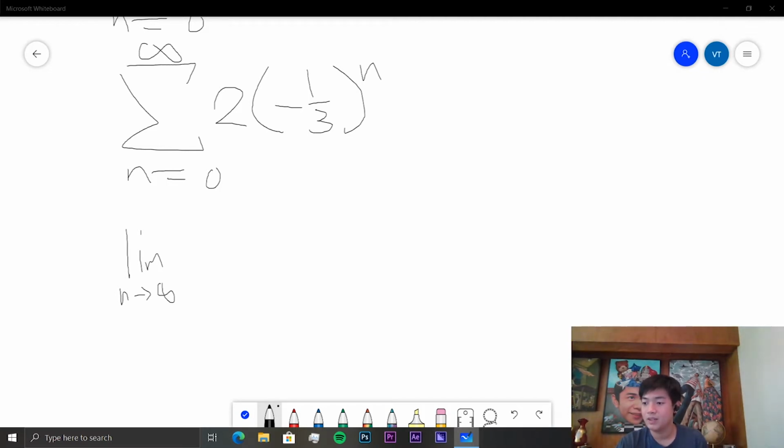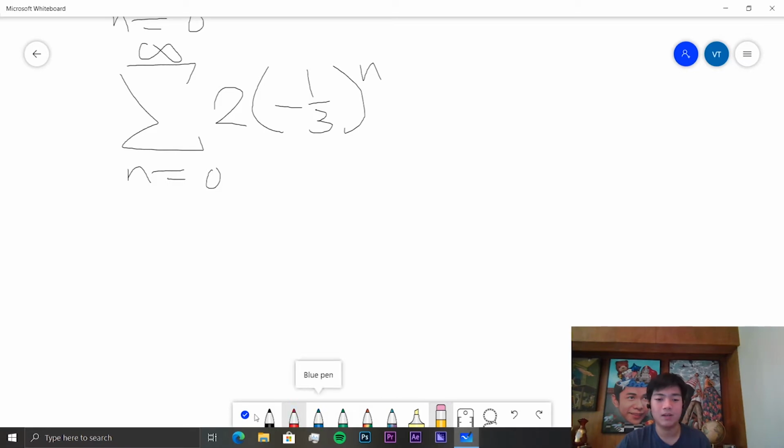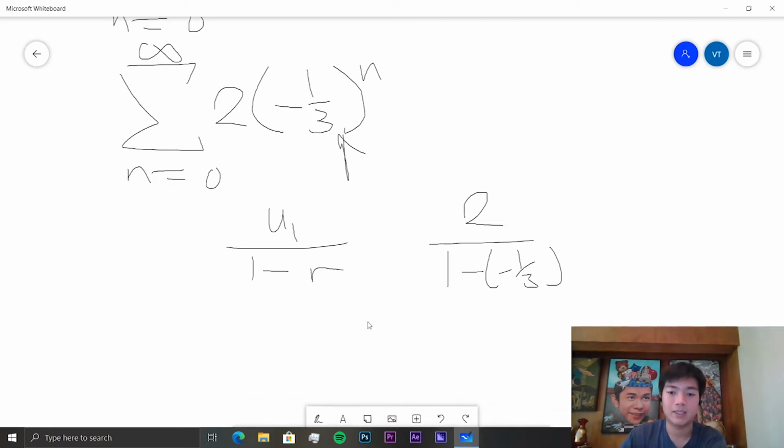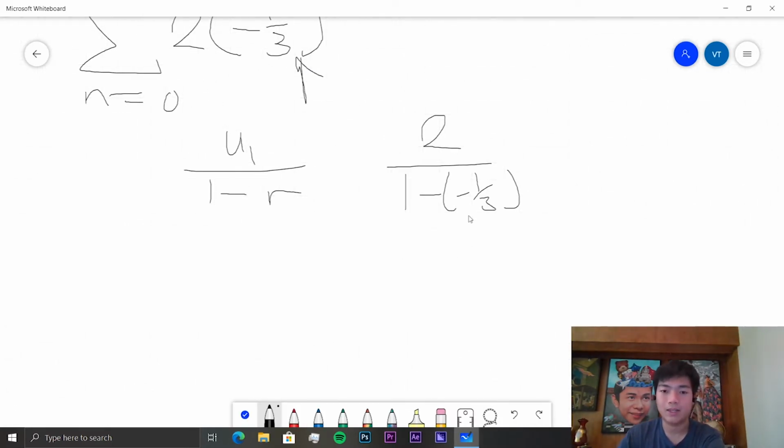So this would be equal to... you know what, I would just plug it into the infinite series. So we have u1 over 1 minus r. We start when n equals 0, so we have 2 over 1 minus -1/3. In this case, it does converge because the common ratio is greater than -1.